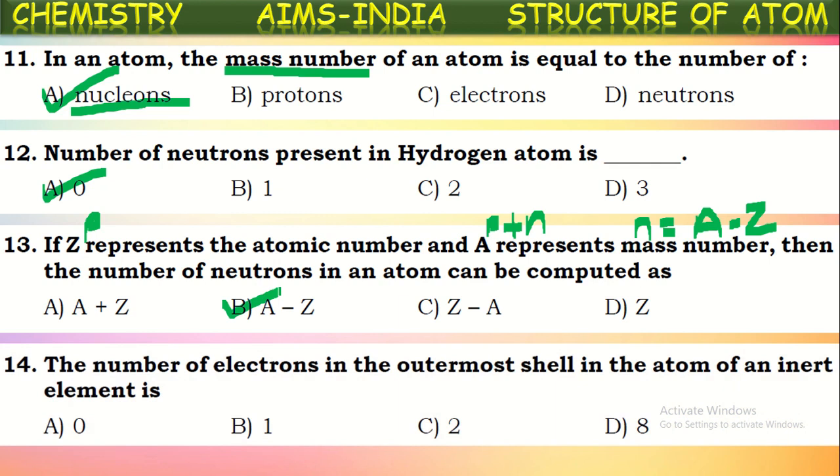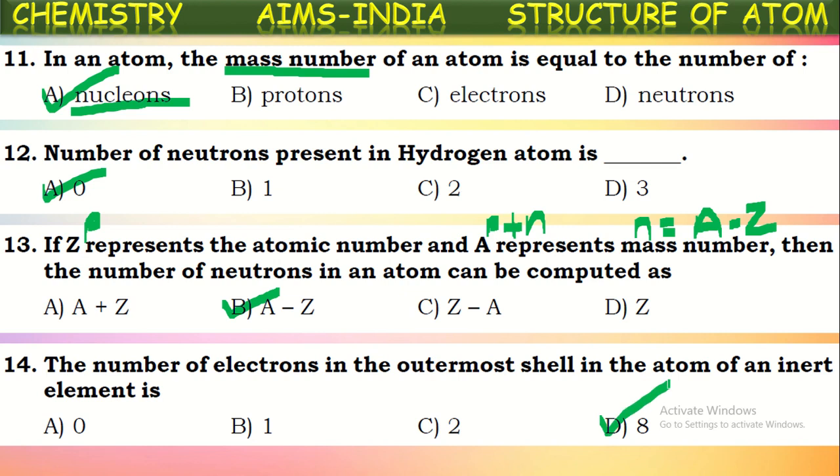Okay. Next one. The number of electrons in the outermost shell in the atom of an inert element is... For inert elements, we know they have octet configuration. Octet configuration means having 8 electrons in the outermost shell. Those elements which have 8 electrons in the outermost shell are more stable. They are called inert elements. They do not participate in chemical reactions. So these elements will have 8 electrons in their outermost shell, except helium.